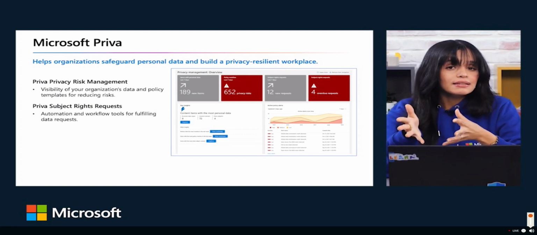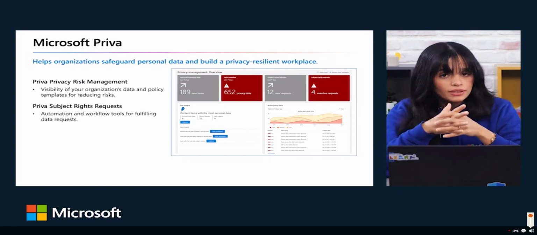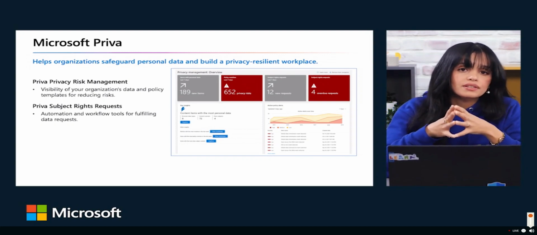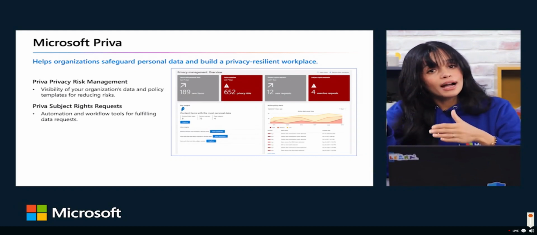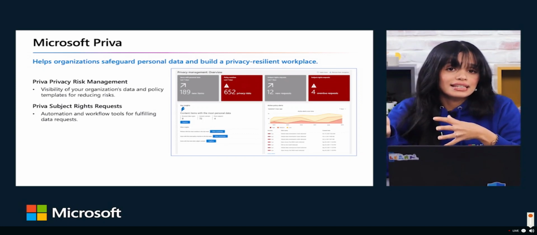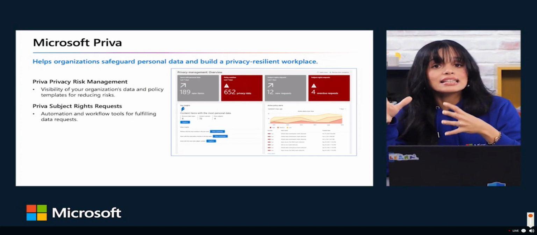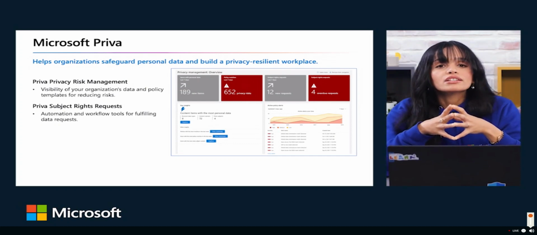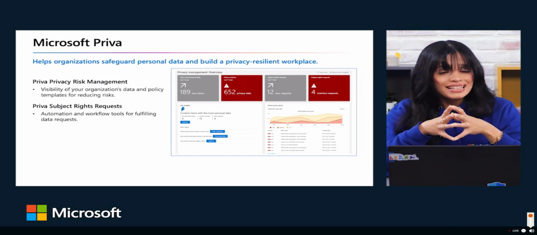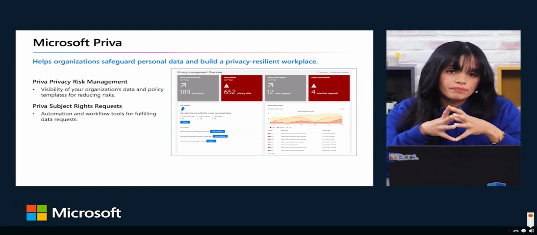Priva capabilities are available through two solutions: Priva Privacy Risk Management and Priva Subject Rights Requests. Priva Privacy Risk Management helps you to understand the data your organization stores in Microsoft 365 services by automating the discovery of personal data assets and providing visualization of essential information. You can see an overview dashboard of your data trends and activities, as well as a data profile page that shows the type and location of your personal data.